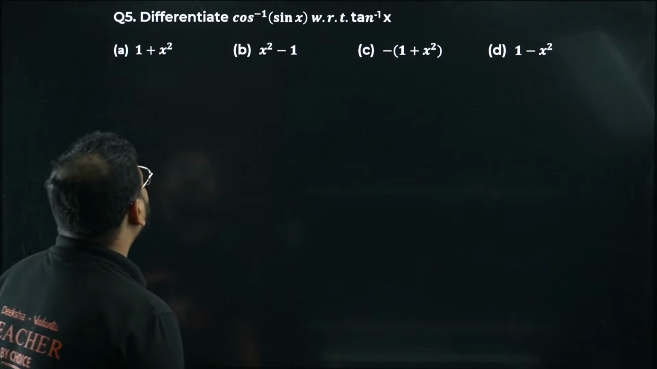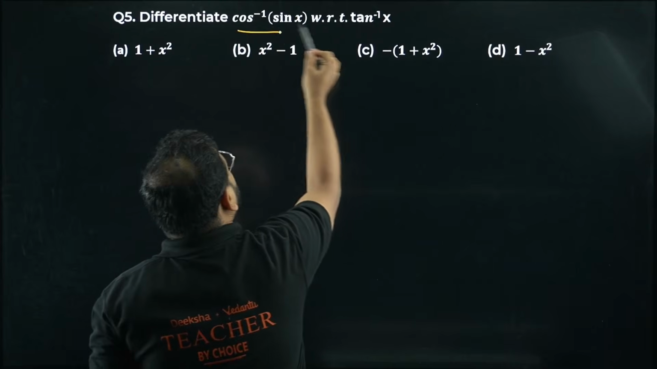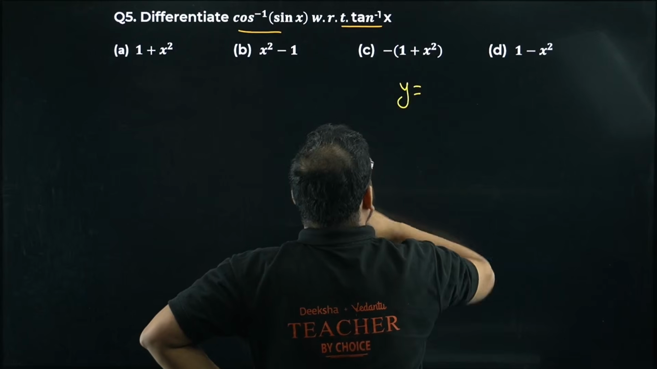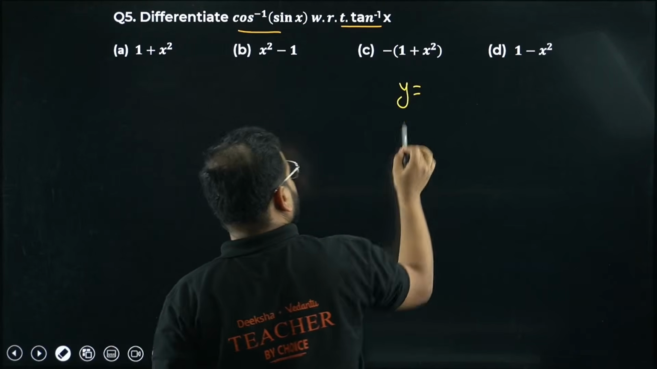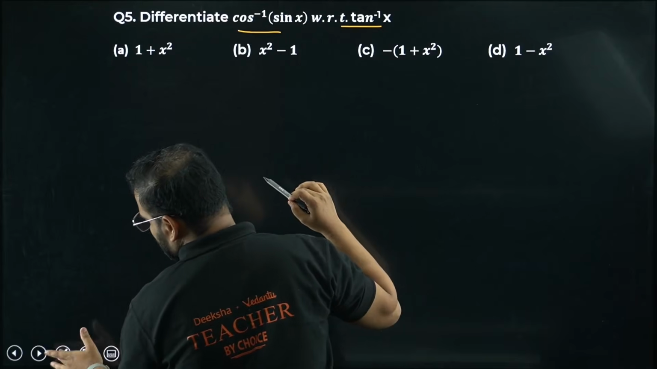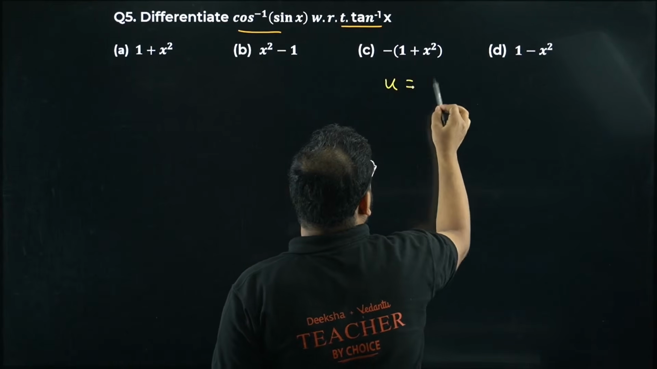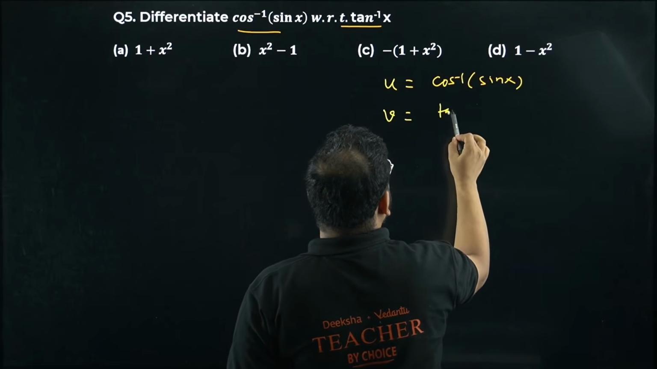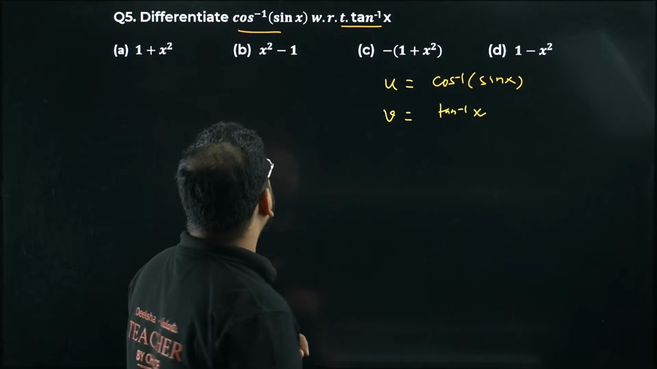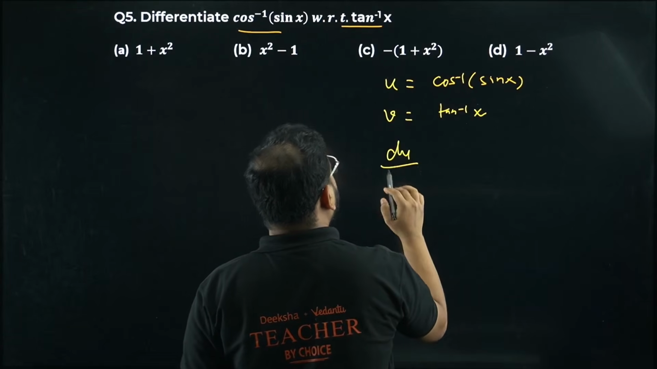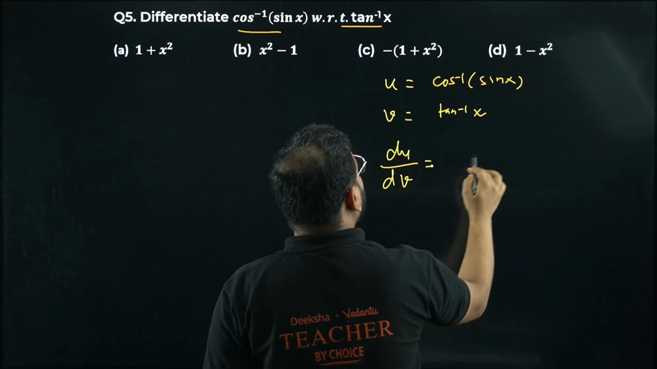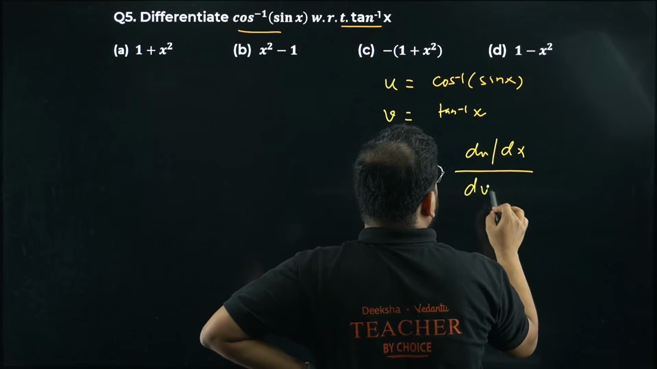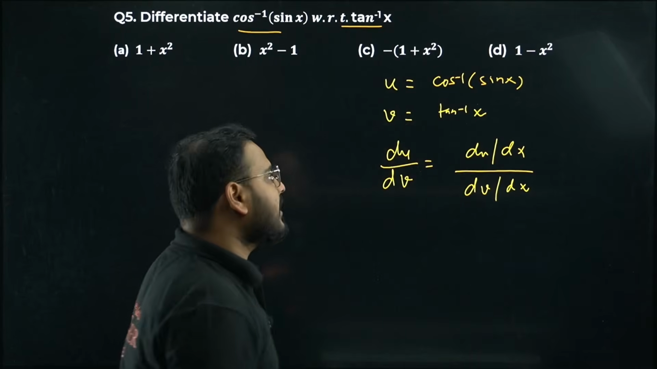So let's solve question number 5 now. What we have is: differentiate this function with respect to this function. Let's call this u equals cos inverse of sin x, and v equals tan inverse of x. They're asking du by dv. And how do you find that? You find du by dx, divided by dv by dx.